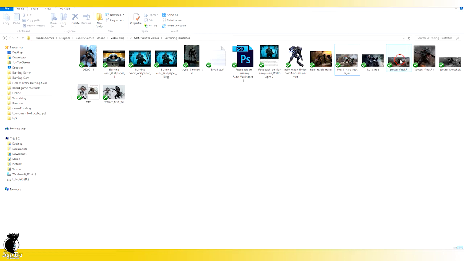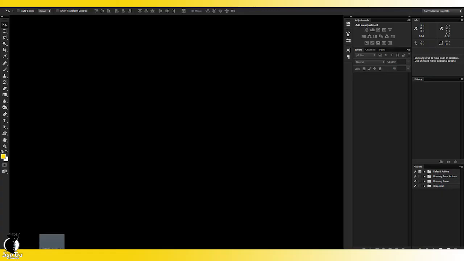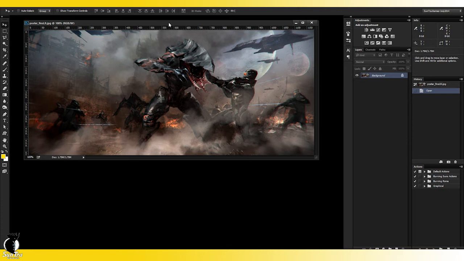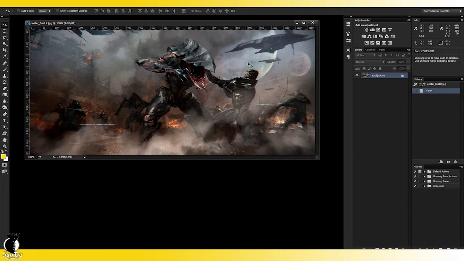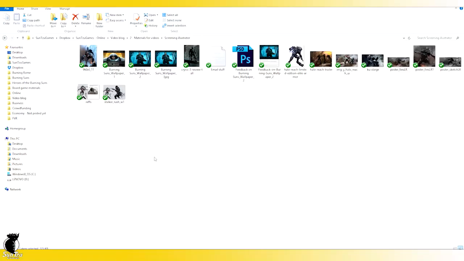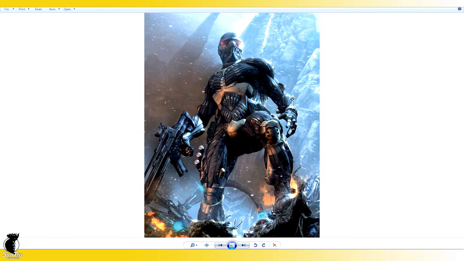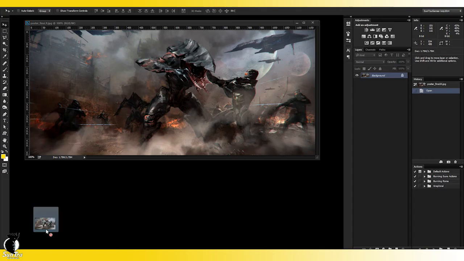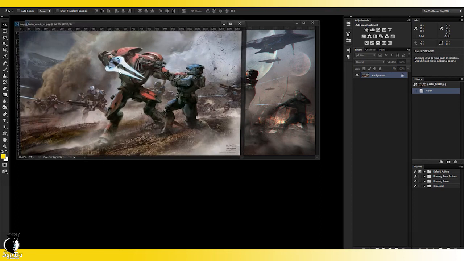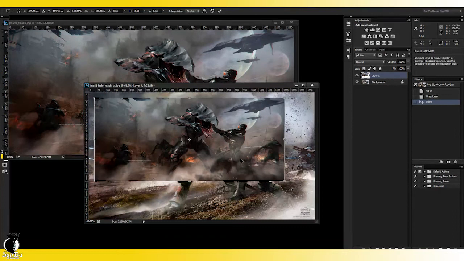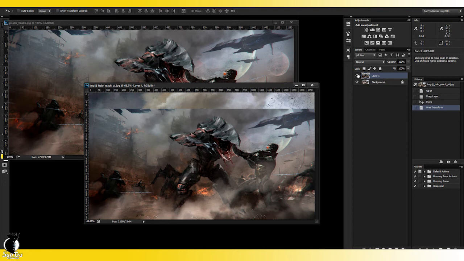So this is the illustration he came up with, and unfortunately, or luckily for me, I also know about Crysis, so I don't know where he wanted to go with this, but definitely not something I liked at all. I mean, come on, what's going on here?